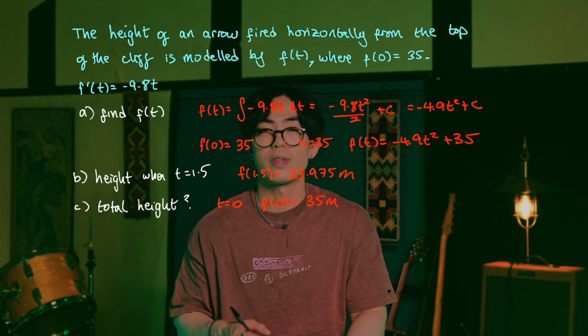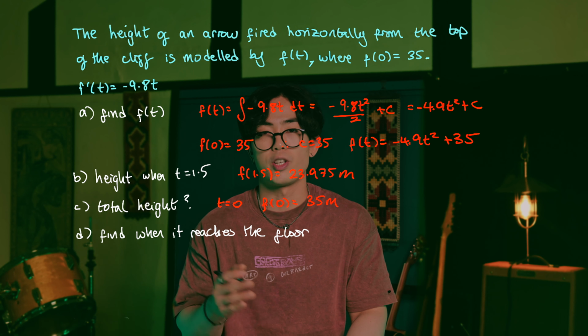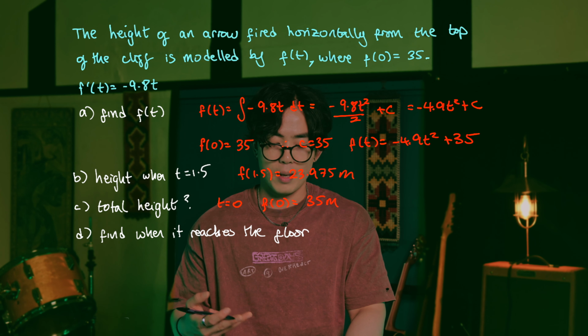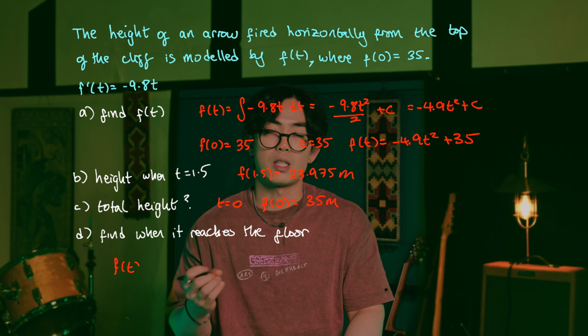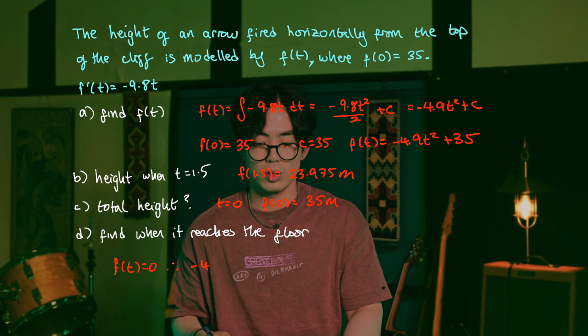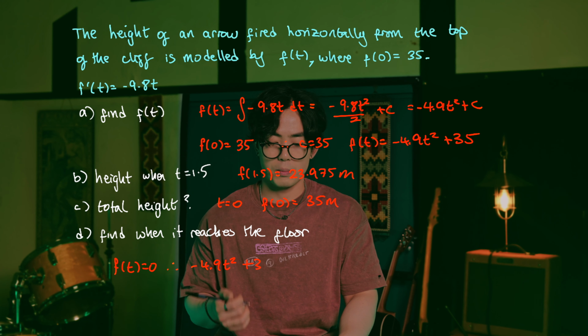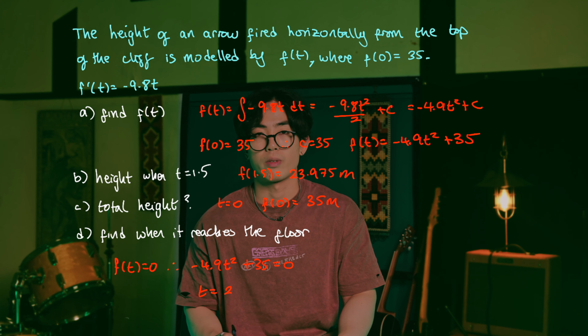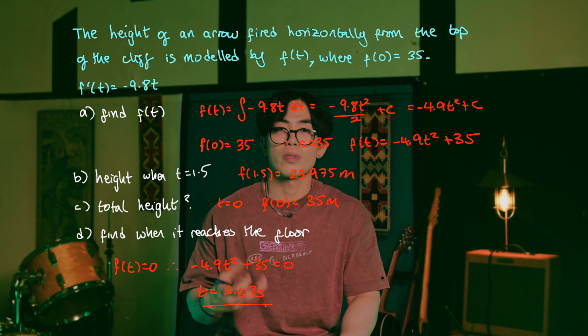And finally, for the last one, they want us to find the time taken for it to reach the floor. For it to reach the floor, it means that the function f of t has to be 0. So I just say 0 is equal to -4.9t squared plus 35. t is 2.67. So you can see that if we are given a derivative, then we can find the original function by just integrating and finding this integrating constant.